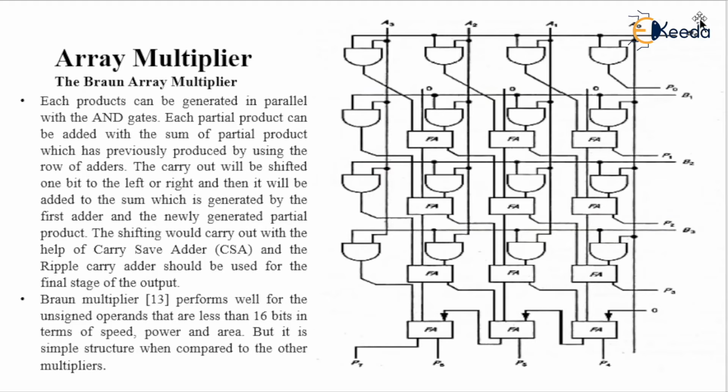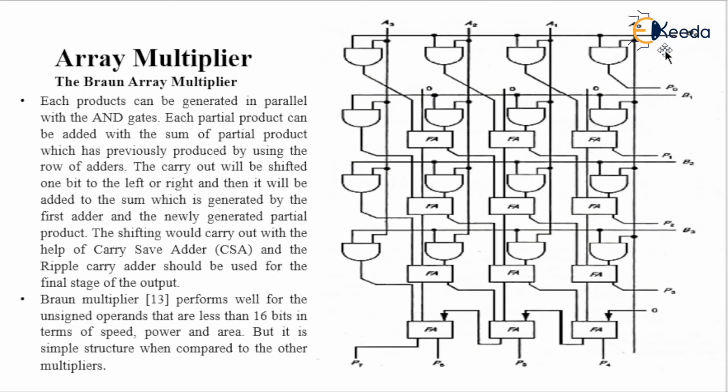See here, I am going to give A naught to all the AND gates parallelly. So each product can be generated in parallel with the AND gates. Here that A naught is given parallelly to all the AND gates. Similarly A1, A2, and A3 are also like this here.